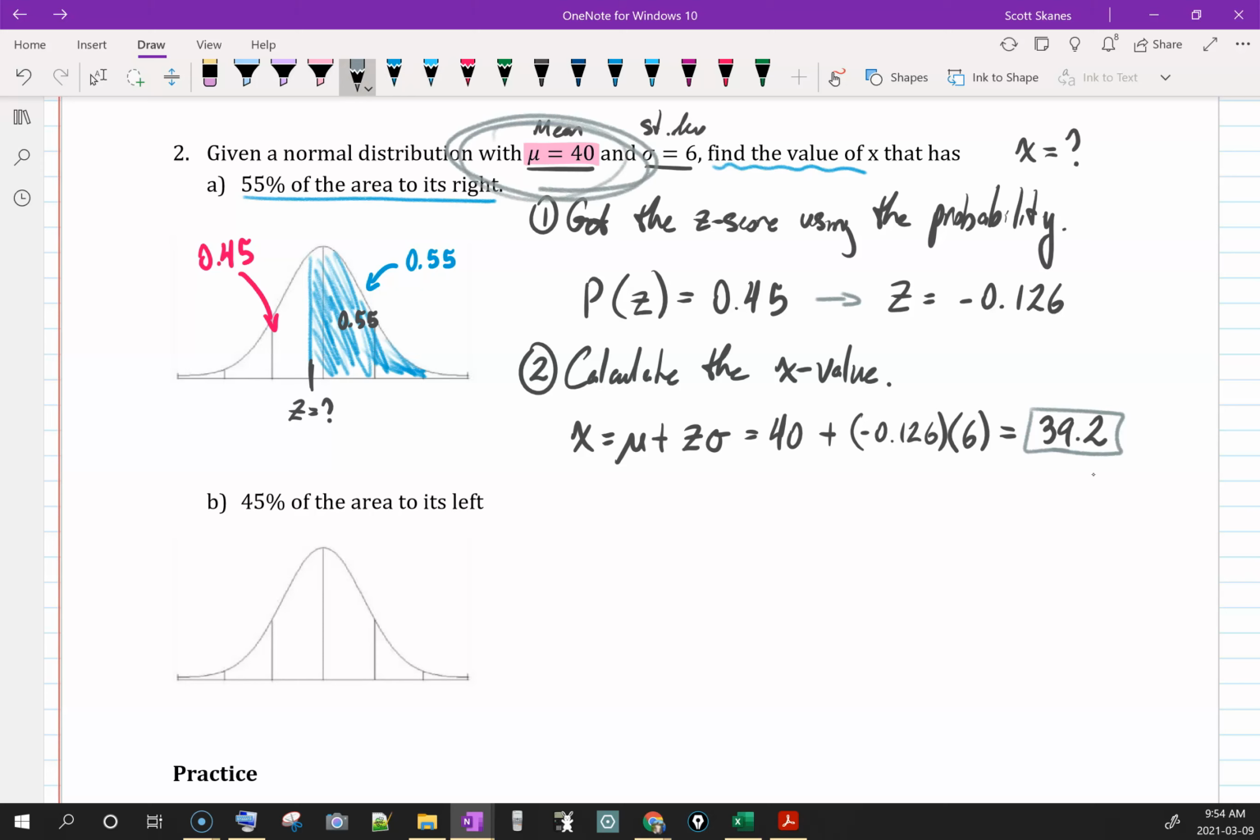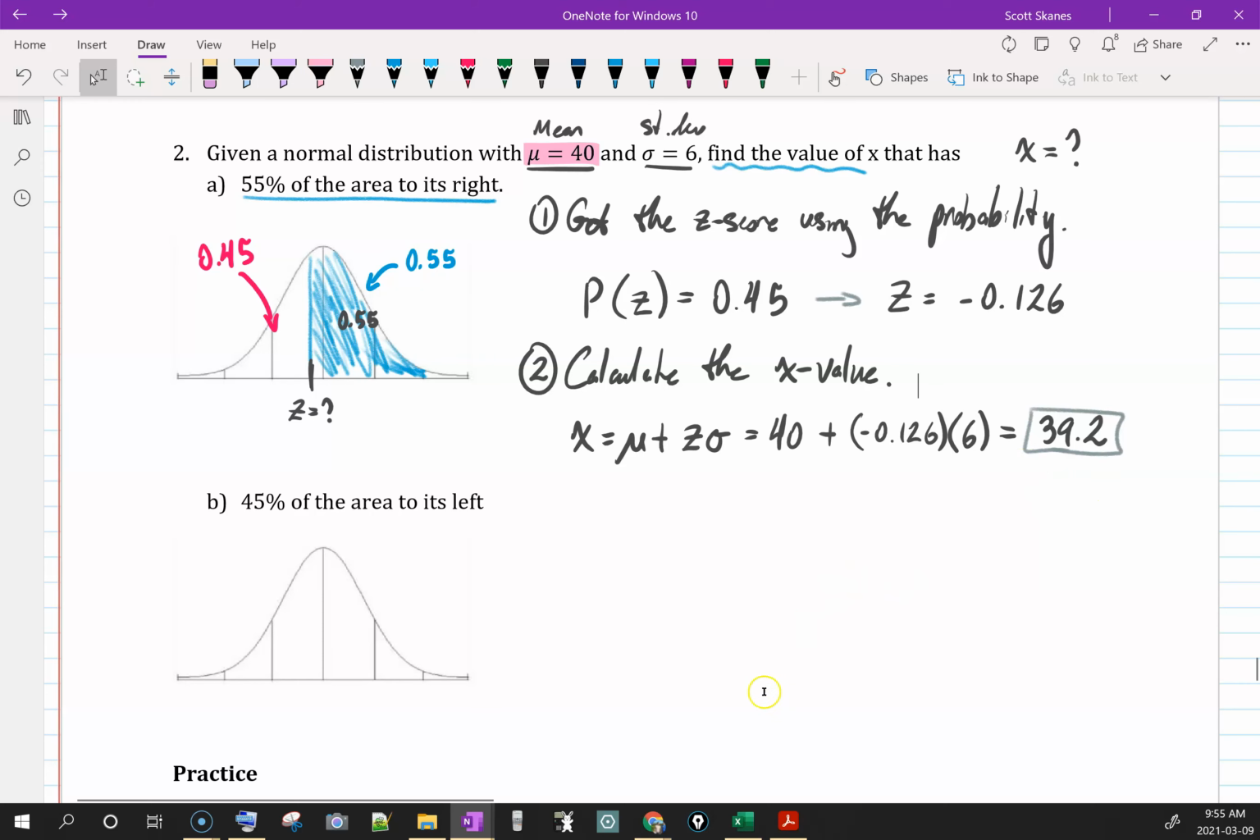If your mean is 40, it means that your value right here is 40. Okay? So your mean there is 40. If your standard deviation is 6, it means that you can go up and down by that. That's the amount of spread. So our data value of 39.2 is slightly below the mean. Our mean is 40, our x value is 39.2. So it's just a tiny bit below the mean, which is why our z value is so close to 0. It's only a tiny bit below 0.